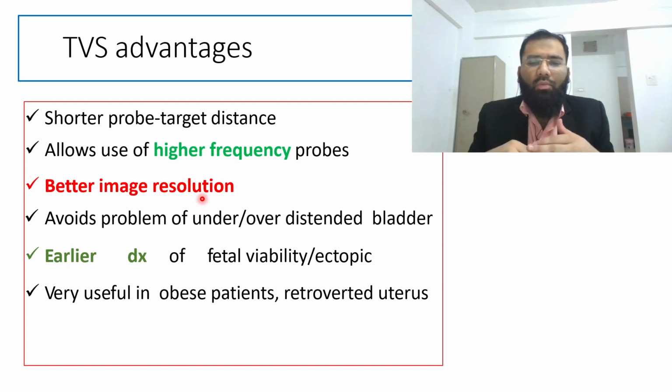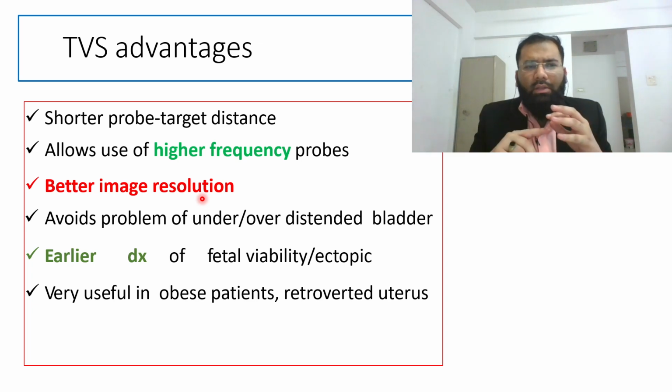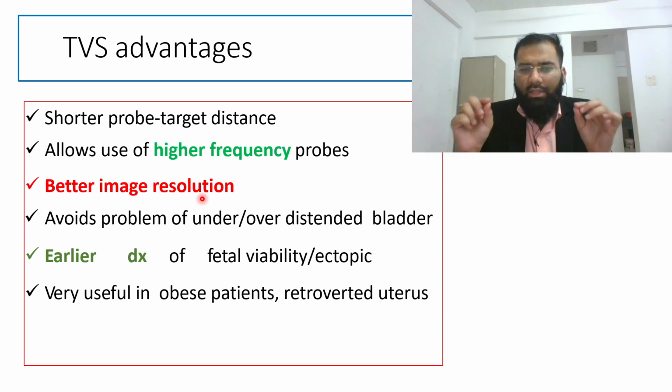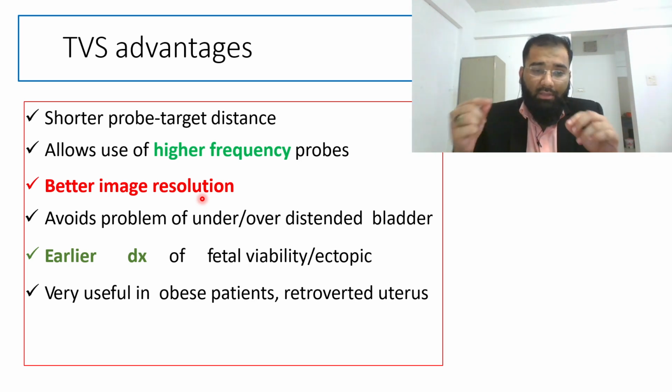Very useful for obese patient and very important in cases of transvaginal scan. You can see further details like chorionic bleed. So all those things can be seen very nicely using transvaginal sonography. Fetal cardiac activity can be better located.